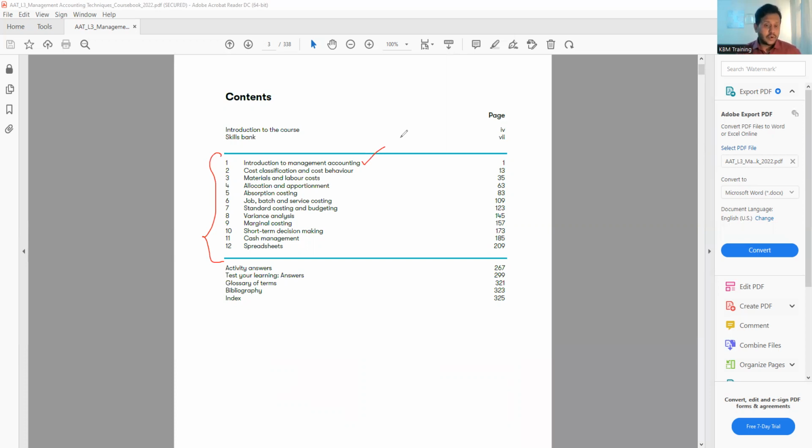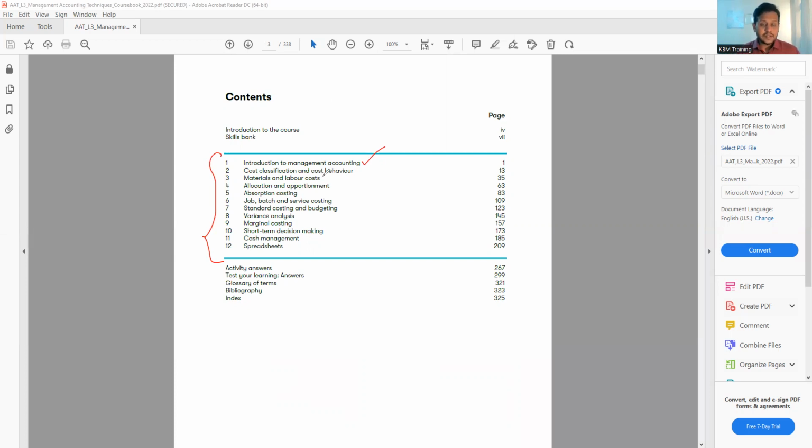Then we have cost classification and cost behavior. From this chapter, you're going to see the different types of cost. For example, what is variable cost, what is fixed cost, what is a step cost, and how these costs work. We're going to see that in that chapter.